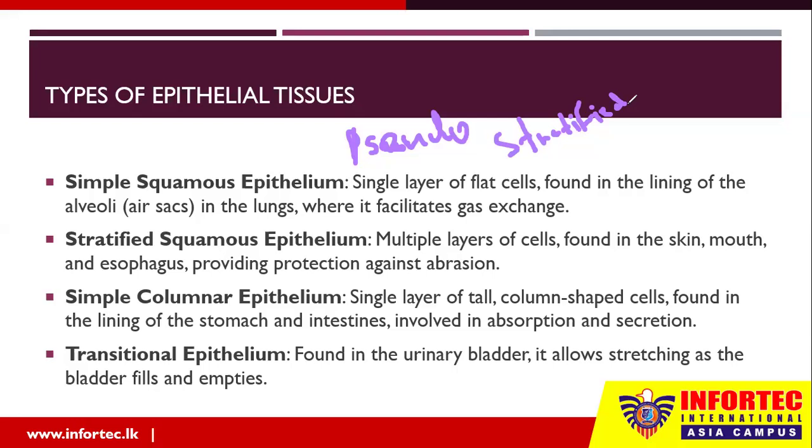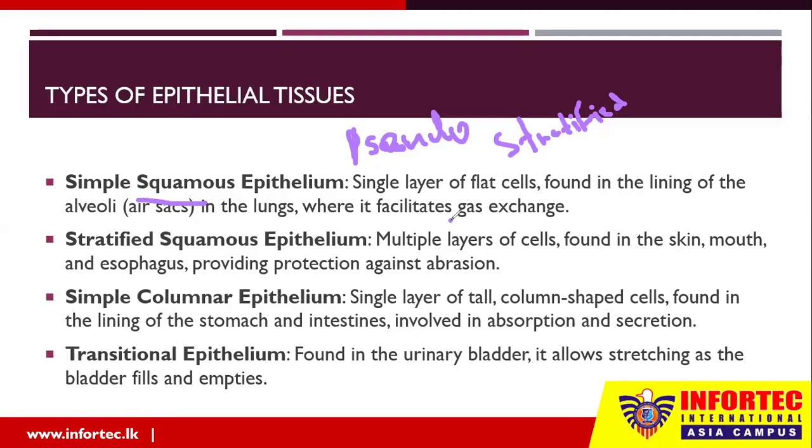So when we consider the number of cell layers available, we can classify epithelial tissues as simple, stratified, and pseudo-stratified epithelium, right? The other classification is according to the cell shape. We can classify them as squamous. Squamous means cells are flat and thin. They are cuboidal. Cuboidal means the cells are cube shaped, right?